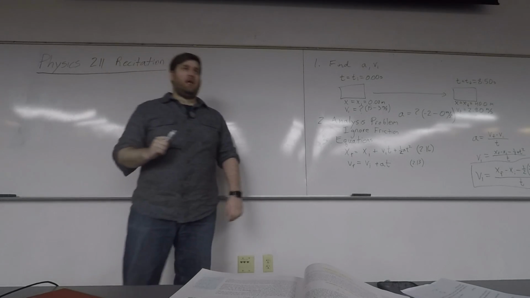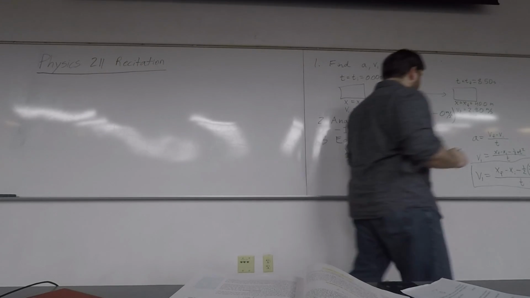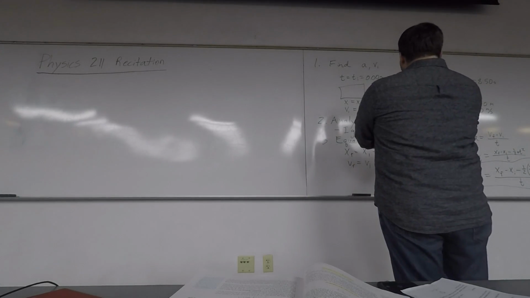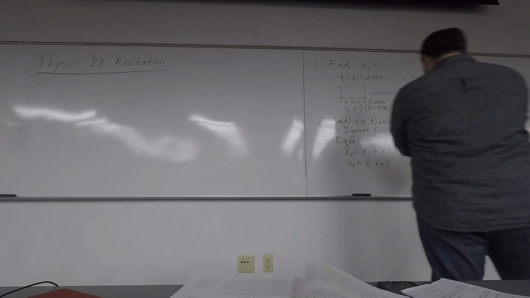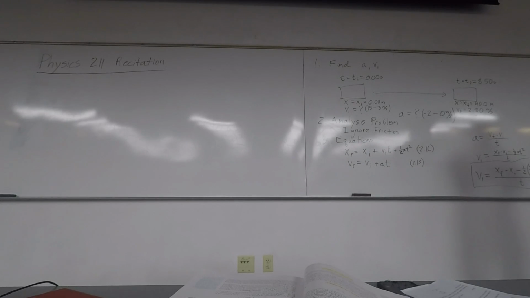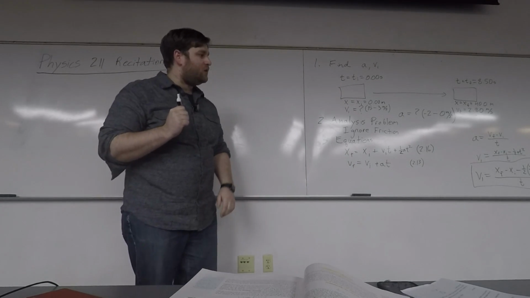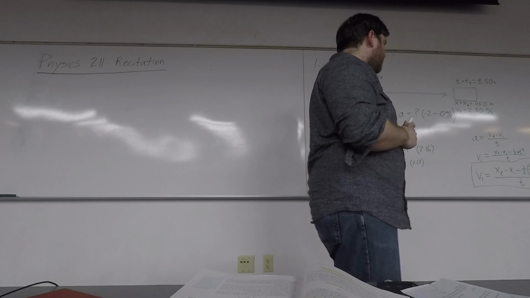We can now plug and chug. We have every single one of these. XF is 40, XI is 0, VF, oh wait, VI. Oh, I messed up there. This one right here. Okay, well, I don't really want to solve for that because that would probably take too long. Basically, I have a VI there that I'm not supposed to have. I need to move that over to the other side as well, or else the equation's messed up.